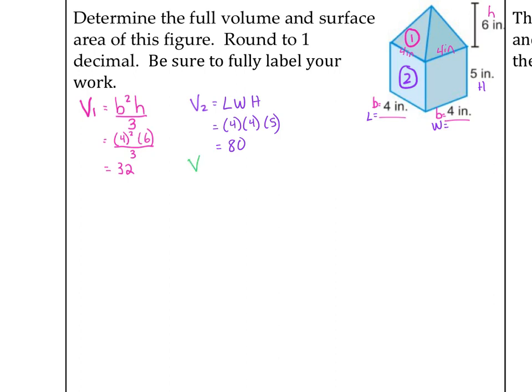And for the total volume, you'd put V with a little t for total, and it's going to be the first volume plus the second volume, which is going to be 32 plus 80, which is 112, and the units would be inches cubed.